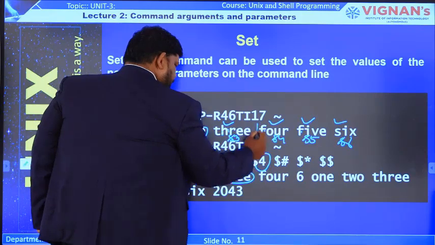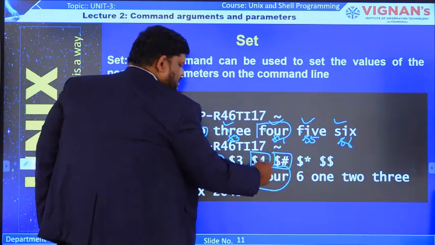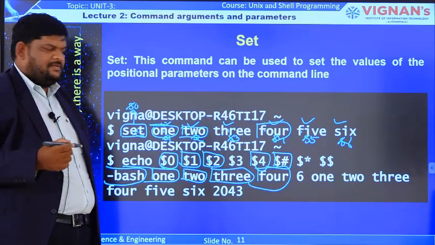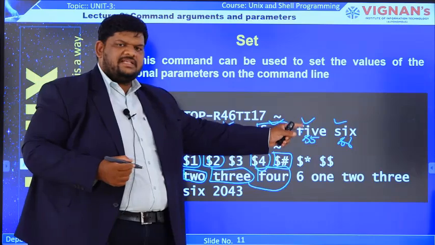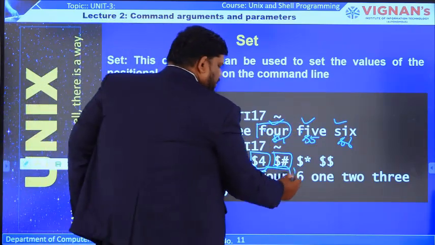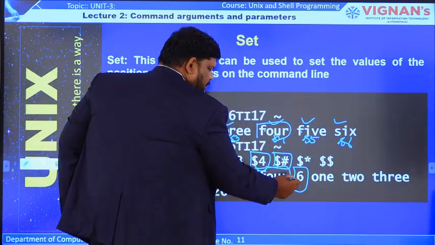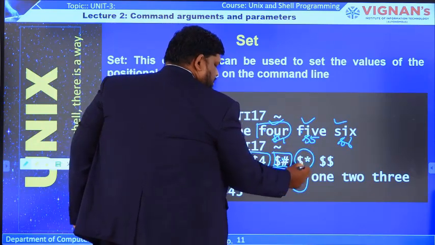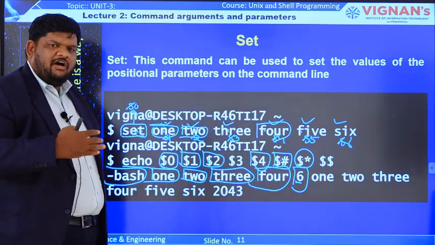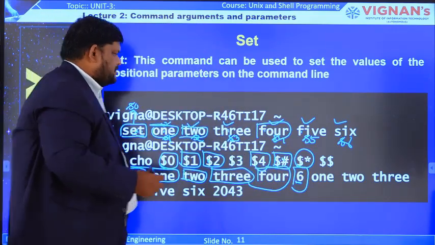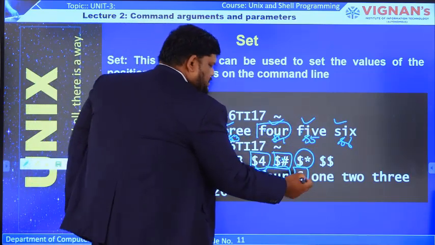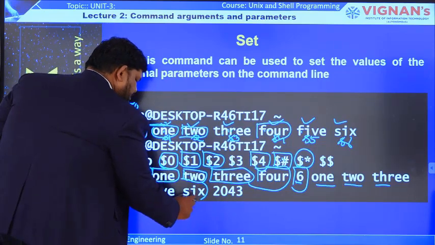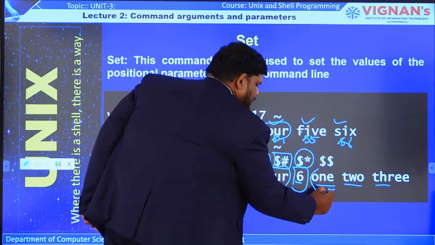Now $4 means 4. Now here $# is given. We know that $# means the total number of arguments. Here 1, 2, 3, 4, 5, 6 arguments are there, so that's why this count came 6. So the output of $# is 6. For $* we know that it will list all the arguments that we gave to the command prompt. So it will print 1, 2, 3, 4, 5, 6. This is the entire output of $*.